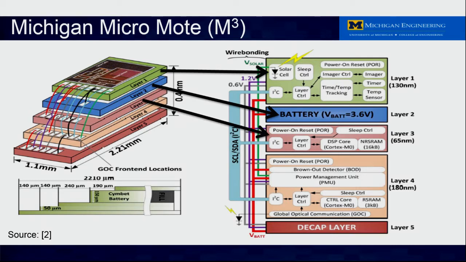The third layer, shown in pink, is fabricated in 65 nanometer technology and provides such functions as digital signal processing and memory. The fourth layer, shown in orange, is fabricated in 180 nanometer technology. This layer provides such essential functions as power management, brownout detection for the battery power supply, and global system communication using light. The final layer, shown in brown, is the decapacitance layer, which is used to suppress undesirable fluctuations in the power supply. Such a highly complex system requires careful design, particularly at the circuit level. A notable challenge of designing a wireless system is managing the power supply. We therefore consider next the basic design of the circuitry for this purpose.